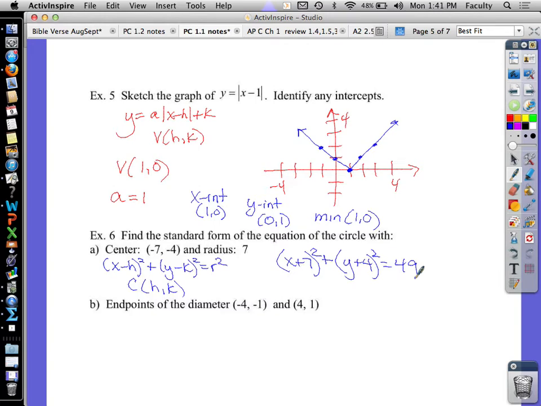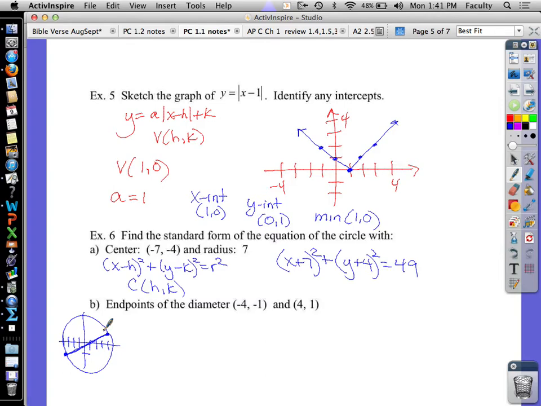All right, now letter B says we want to find the standard form of the equation of the circle if I know the endpoints of the diameter. So let's pause here a moment. So here's the diameter, and there's my circle, okay? It's at -4, -1, 4, 1.